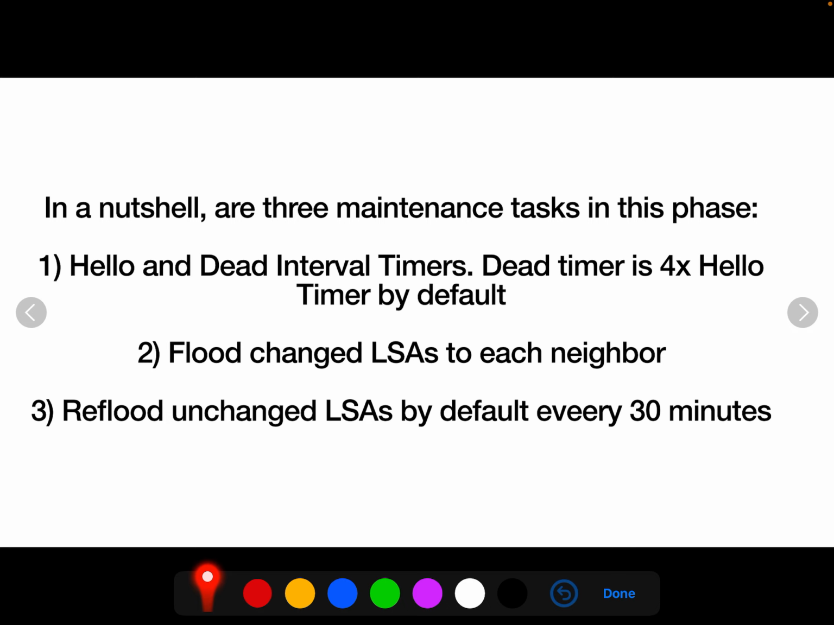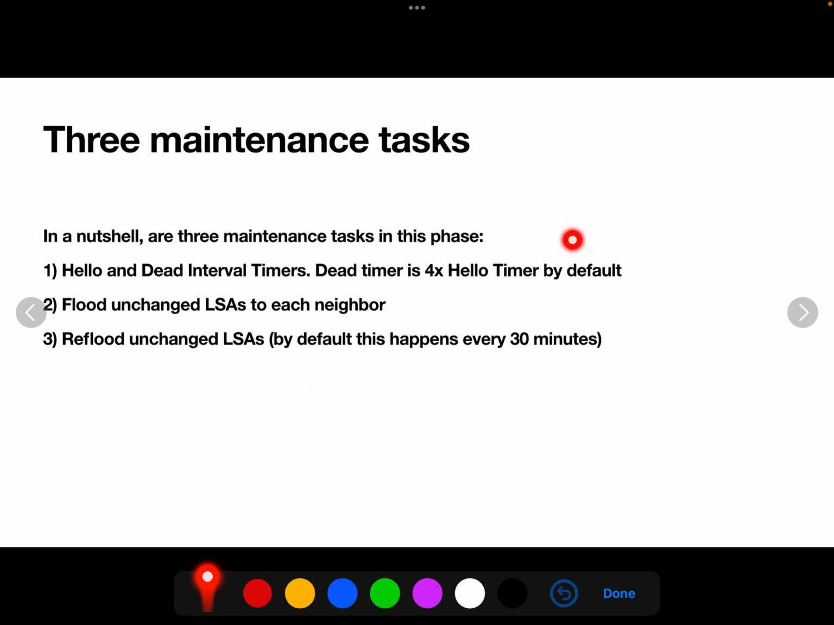So number 2 is flooding changed link state advertisements to each neighbor. Remember what I mentioned about how if topology information changes about the network, then that is reflooded by a router to the other neighboring routers, and that is what's happening. And I also mentioned any unchanged LSAs by default are reflooded every 30 minutes. So that's basically a repeat.